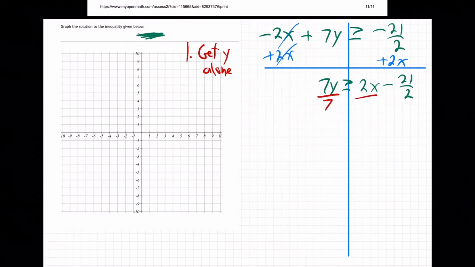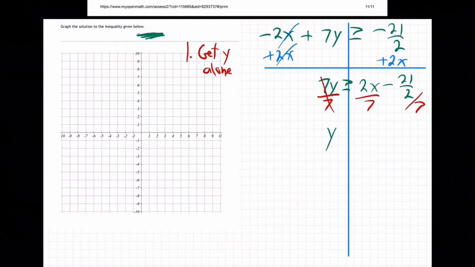Now remember, when we divide, we have to divide all three, right? We have equal treatment. We're going to do the same thing to both sides to keep the balance. So whatever we do to one part, we're going to do to all three. So divide all three by 7. And so that gives us y.